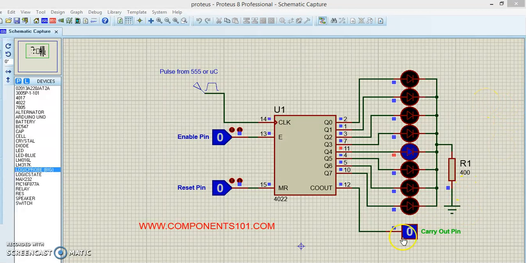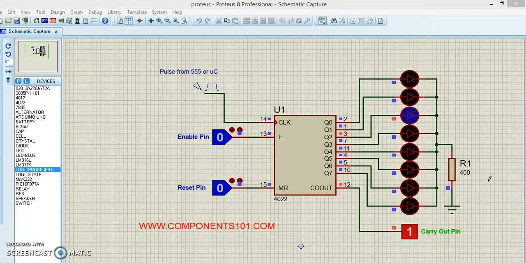Now the carry out pin is a bit of an interesting pin. This is used to cascade with other 4022 ICs if you want to count to more than 8, or you can use it with logic gates since the IC supports TTL. You can use it with other logic gates or flip flops or whatever your application demands. As you can see, for the first 4 outputs, the carry pin stays high, and for the second 4 outputs, the carry pin stays low.